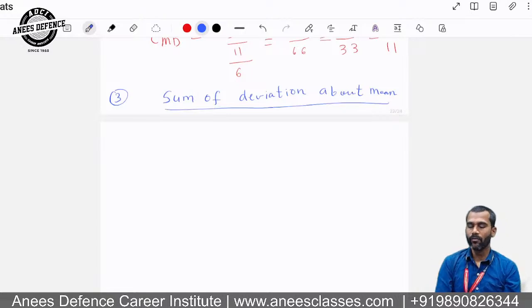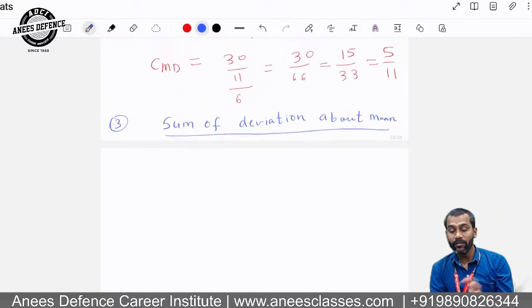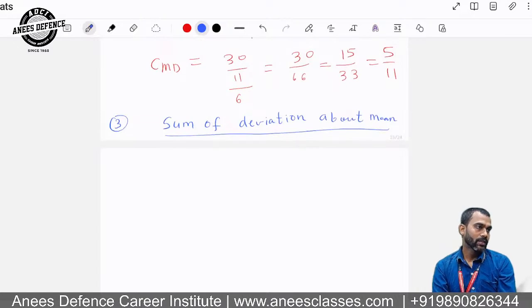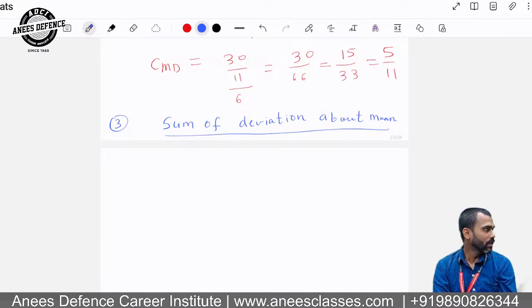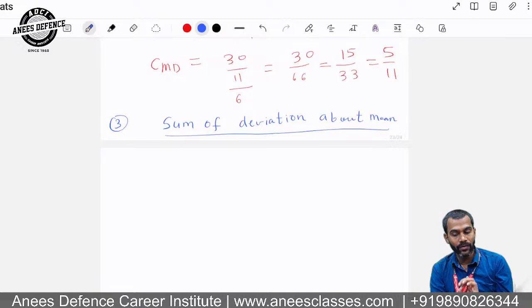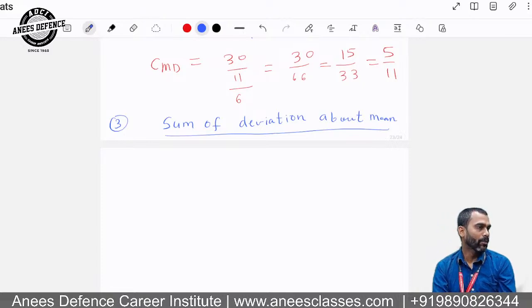Next, sum of deviation about mean. See, what is the meaning? What is the difference between mean deviation and sum of deviation about mean? See, in mean deviation, we have to add absolute values. But here we have to just do the algebraic sum. I mean, we have to consider sign. Yes or no? So it is not absolute deviation. It is nothing but sum of deviation about mean. Yes or no? And what is mean deviation? Mean deviation is nothing but sum of absolute deviation about mean divided by total number of observations.